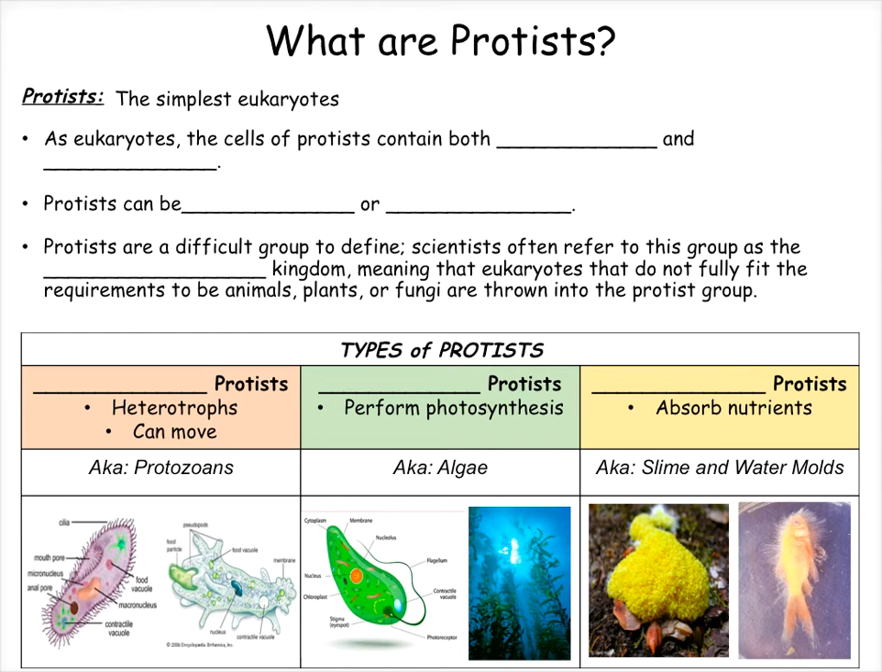Now remember from a previous lesson that the cells of eukaryotes are different than the cells of prokaryotes because they do contain both a nucleus and complex organelles. Thus, as eukaryotes, protists represent a step above prokaryotes in terms of complexity and evolution. You can actually see this in the pictures within the table below.